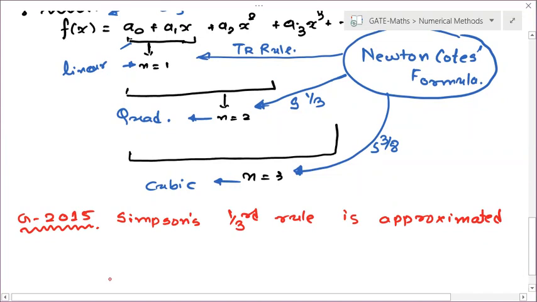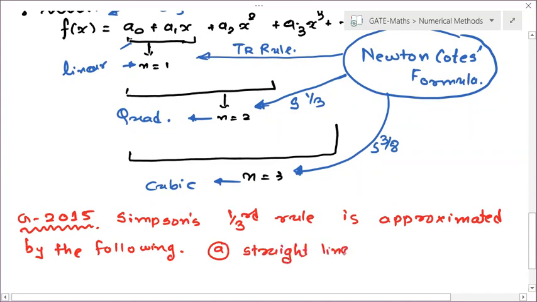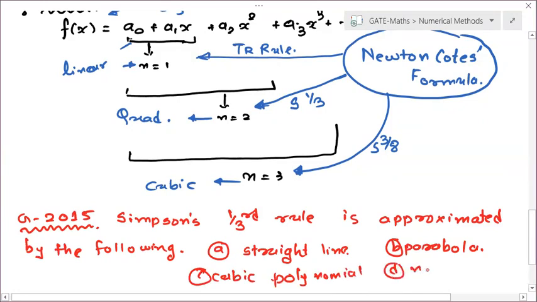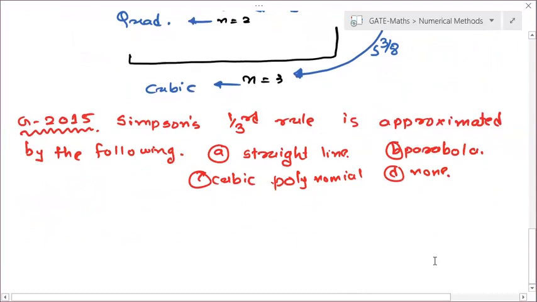Simpson's 1/3 rule is approximated by the following. The question is: option A, straight line; option B, parabola; option C, cubic polynomial, or I can say cubic parabola; and option D, none. Hitesh, is everything clear?